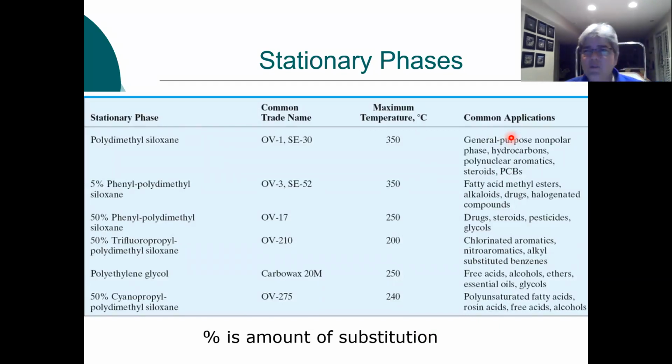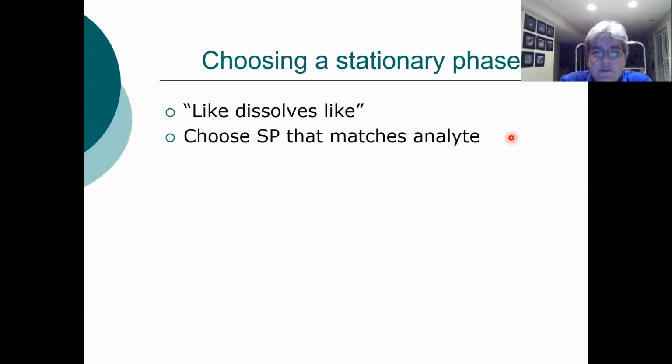Okay, now, how do we know what kind of stationary phase I want? I want to do a separation. And there's lots of these different stationary phases. So how do I know what to choose? Well, the general principle for choosing a stationary phase is one of the first principles you probably learned in chemistry, way back whenever you first had chemistry. And that is the principle that like dissolves like. So you want to choose your stationary phase so that the polarity of the stationary phase matches the analyte.